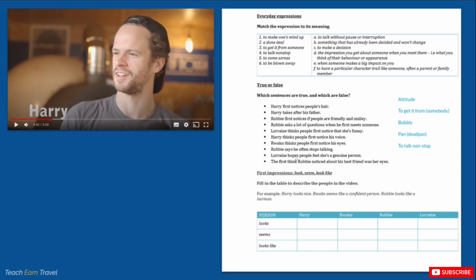And then underneath here we have Lorraine hopes people feel she's a genuine person. You know, I don't know. Genuine. I think this is a bit more of an advanced word. So I would make a note of this, especially using this word when describing a person, a genuine person, not a genuine product, as opposed to a fake product. I would add genuine to my list.